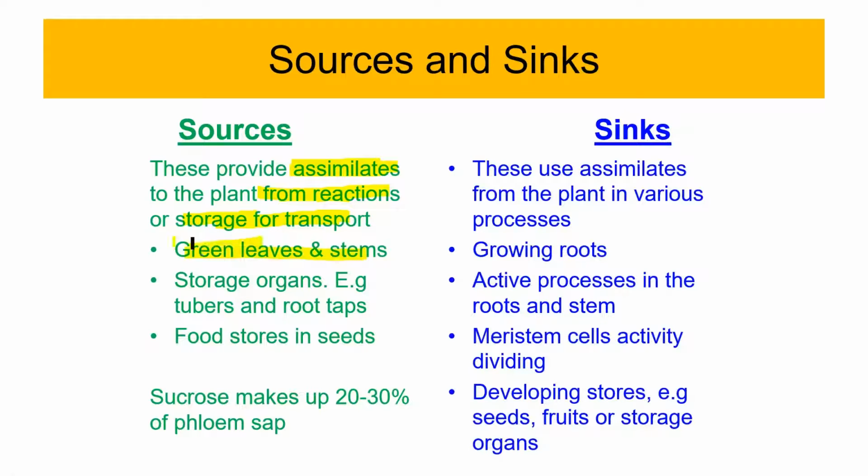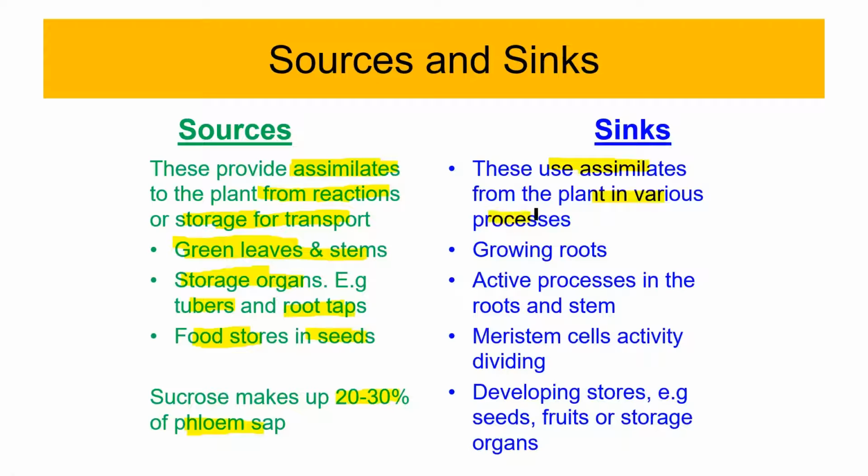Okay, you know that photosynthesis happens in green leaves, so definitely it is a site for the source end. Okay, as well as the storage organs. What can the storage organs be? The tubers, the root taps. Okay, or food stored in the seed. Inside the seed, when starch is in the endosperm, that is actually the source. So sucrose makes up 20 to 30% of the phloem sap, right? If you look at the sink, the sinks use the assimilates from the plant in various processes.